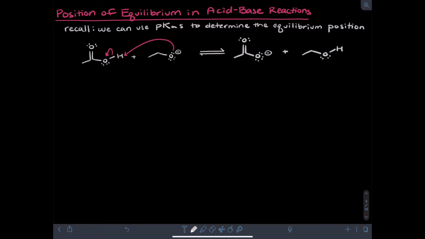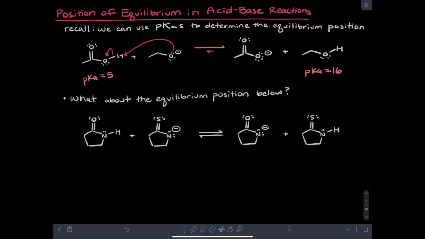You want to identify your acid and conjugate acid and see if you know those pKa's. The pKa of the carboxylic acid is about 5, and the pKa of the conjugate acid, this alcohol, is 16. Our equilibrium is going to favor the side with the higher pKa, or the weaker acid. I could redraw my equilibrium arrow to indicate that this reaction would favor the product side.